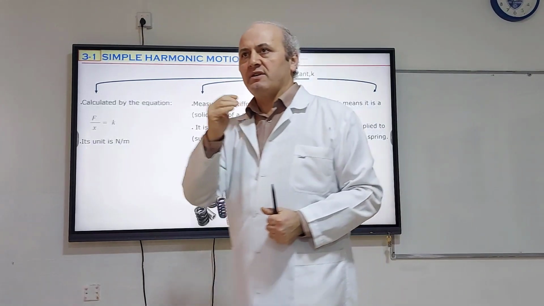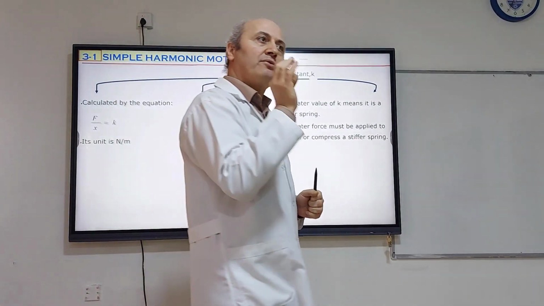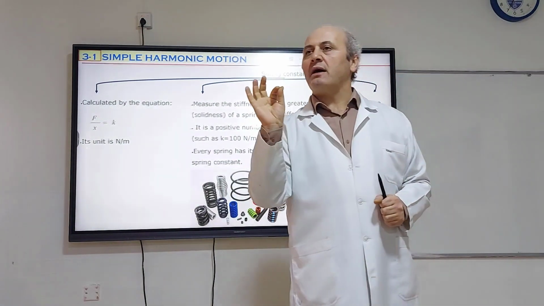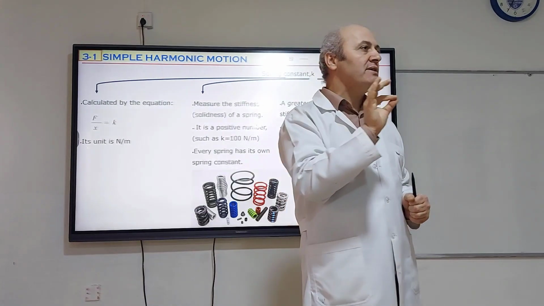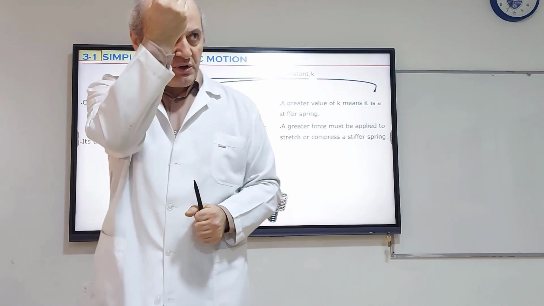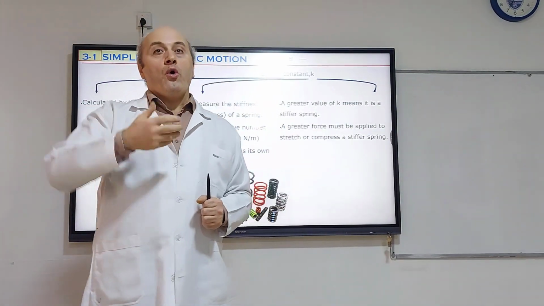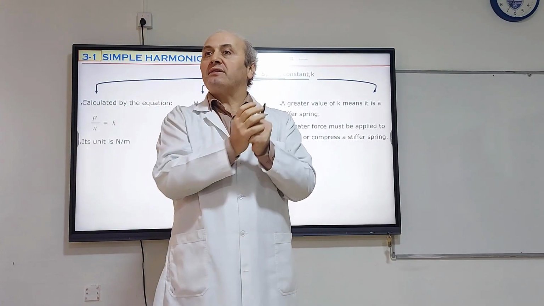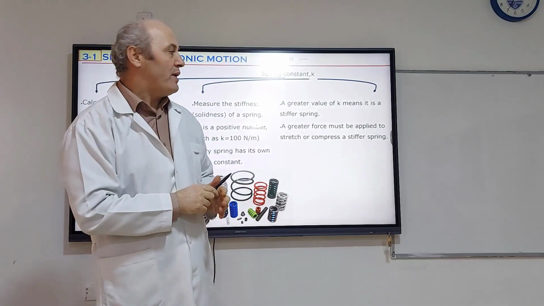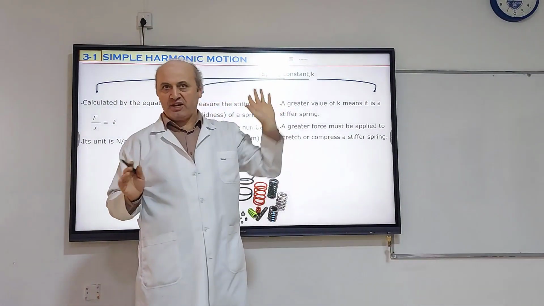When we divide force by stretching, the ratio F over X, we calculate a constant number for any spring. This constant number is called the spring constant. If you apply a force on a spring and pull it, and divide by how much it is stretched, or if you compress a spring by some force and divide F by how much it is compressed, you calculate a number which is called the spring constant, k.